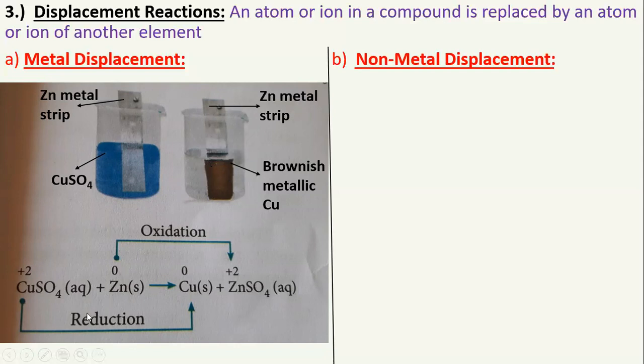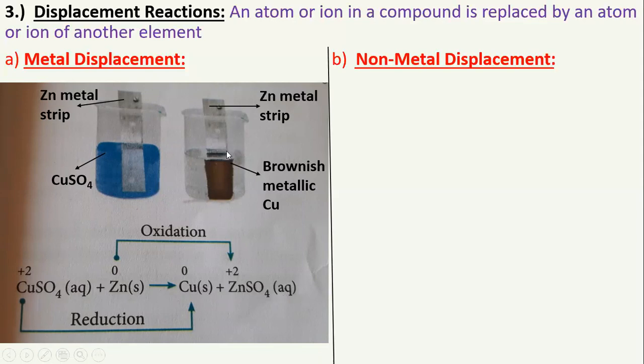Here the reaction is: we are taking a zinc metal strip along with that copper sulfate. Here aq is nothing but aqueous. Aqueous means liquid, and zinc we are taking in which state? Solid state. Now what happened? This copper is in +2 oxidation state, right? After some time it is converted to copper, and the zinc sulfate is formed and will be in aqueous state. The copper ion present in this copper sulfate solution gets displaced by the zinc metal.